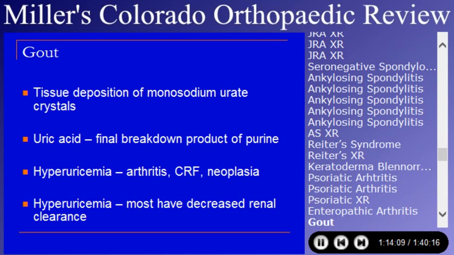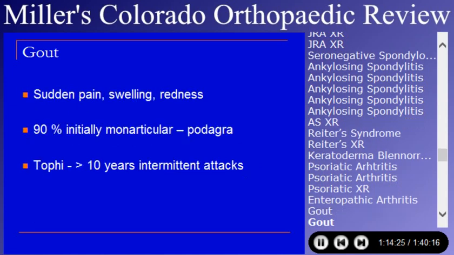They often will have hyperuricemia, chronic renal failure, various gallbladder and kidney stones. Most of the people who are hyperuricemic have some decreased renal clearance. People show up with sudden pain, swelling, and redness. Looks infected very commonly. Podagra, or the MP joint of the big toe, is the classic location, but certainly not the only location.